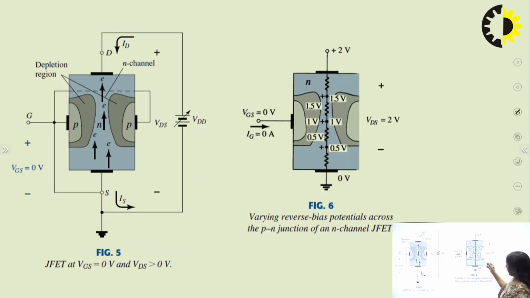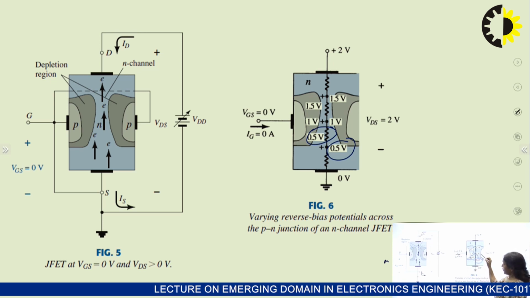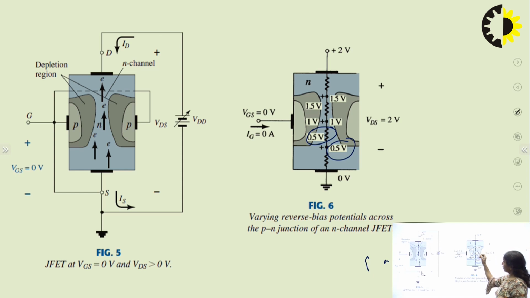Here we can see that we have a voltage of only 0.5 volt. Here we have 1 volt. Across this resistance alone we have 0.5 volt, but at this point we have 1 volt. Again here we have 1.5 volt. So as we keep on moving along the channel, the voltage drop across the resistance is increasing, and this is a reverse voltage, and that is the reason the depletion width is more here as compared to the depletion width at the lower side.